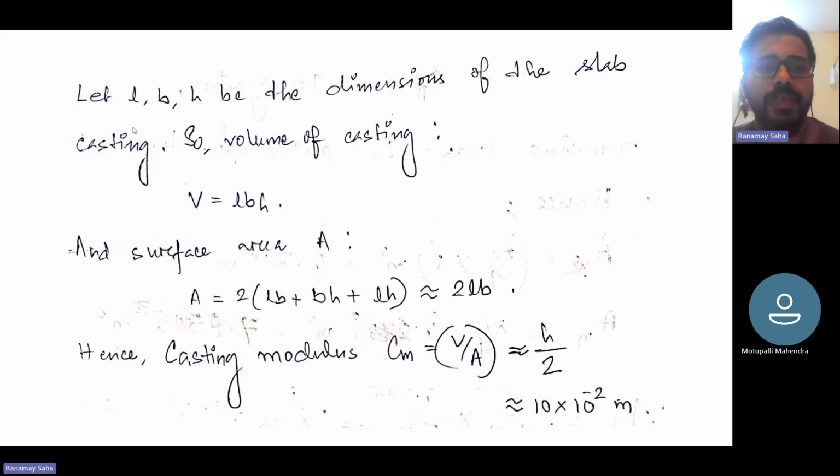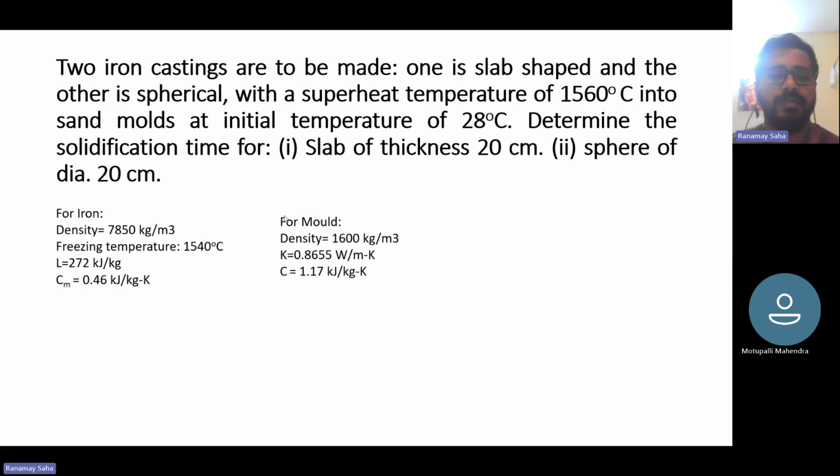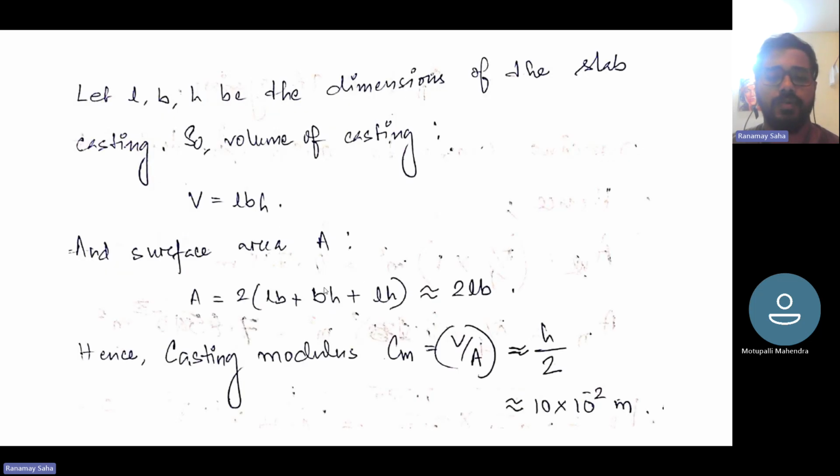If L, B, and H are considered the dimensions of the slab casting, in the first half of the problem, the volume of casting is given by V equal to LBH. The surface area is twice of (LB plus BH plus LH), you know that. Because it is a slab of thickness 20 centimeters, the height is very small compared to the length and breadth, so we can ignore the smaller terms BH and LH, and the simplified area becomes twice of LB.